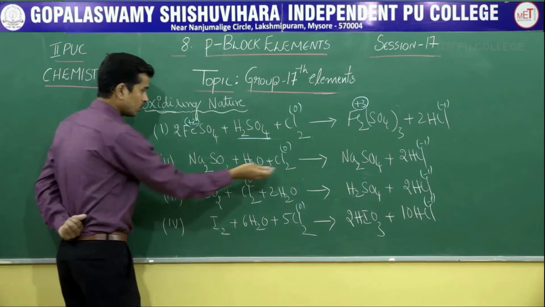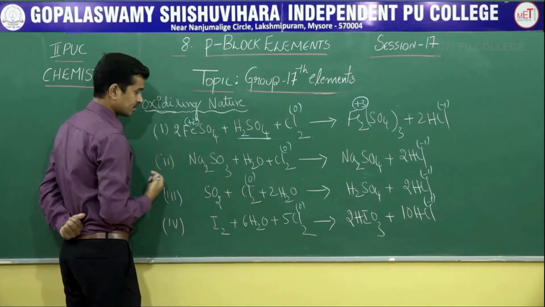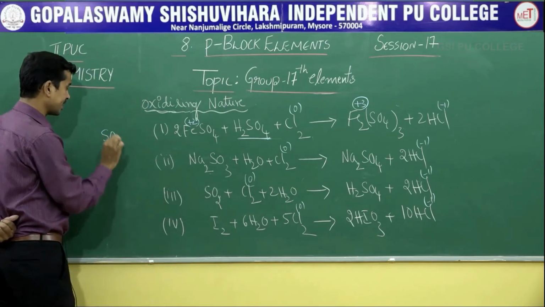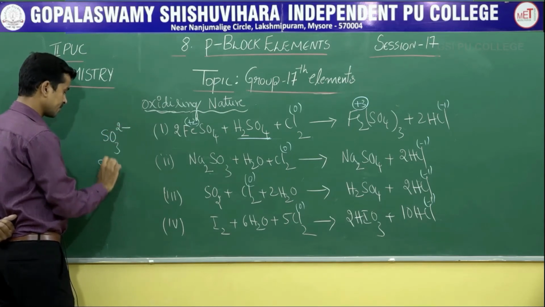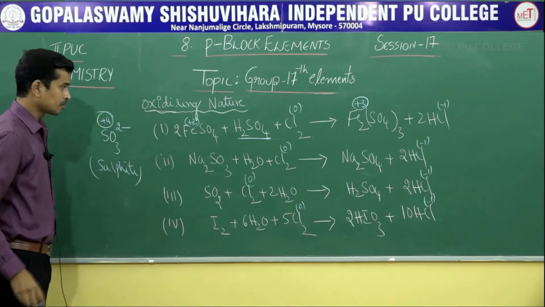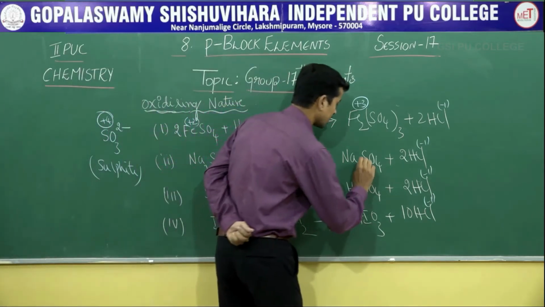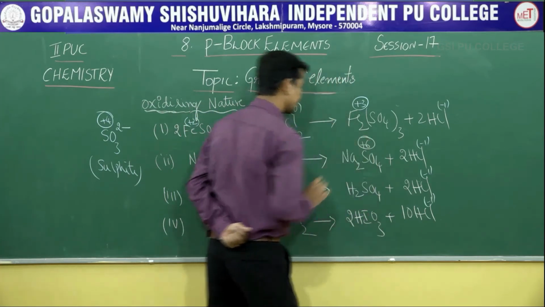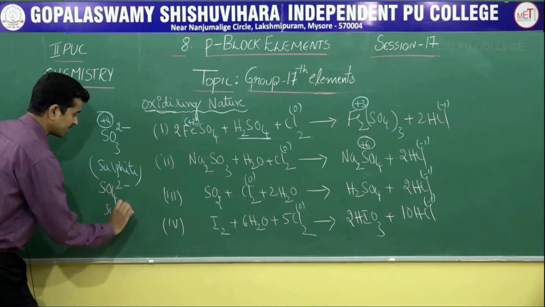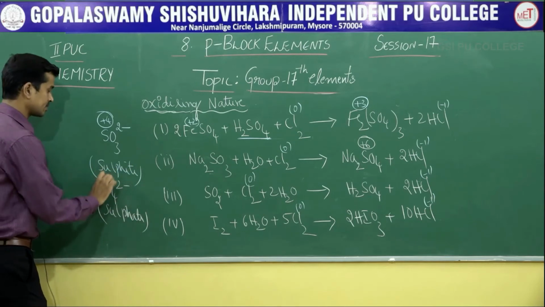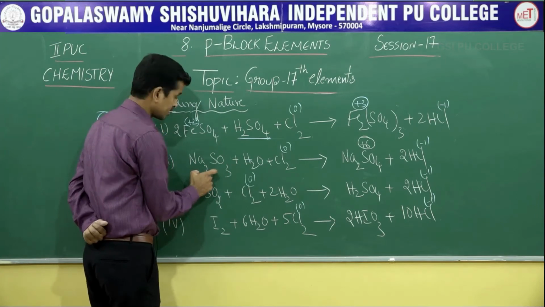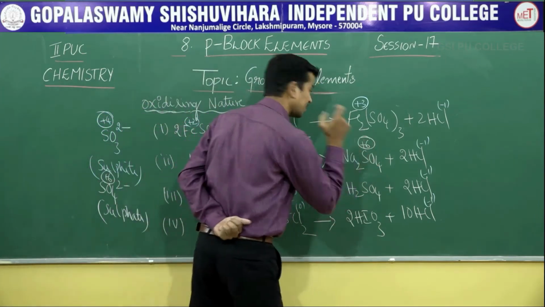Next, second, chlorine also oxidizes sodium sulfite. Na2SO3, sulfite ion, SO3 2-. Oxidation state of sulfur is +4. It is oxidized to sodium sulfate. Sulfate ion, SO4 2-, oxidation state of sulfur is +6. Chlorine oxidizes sodium sulfite to sodium sulfate.